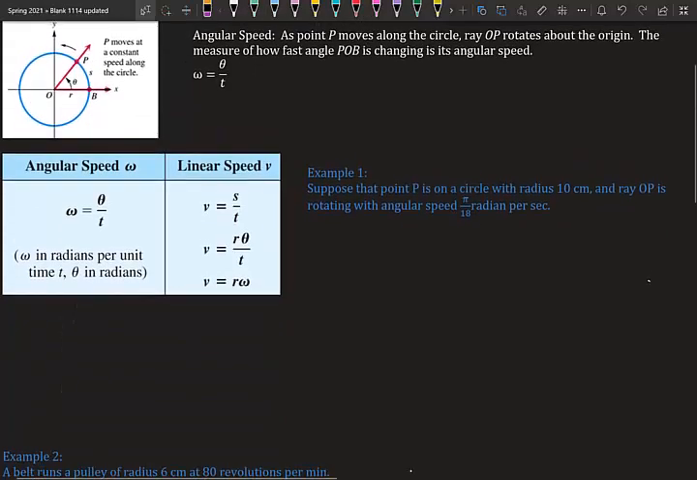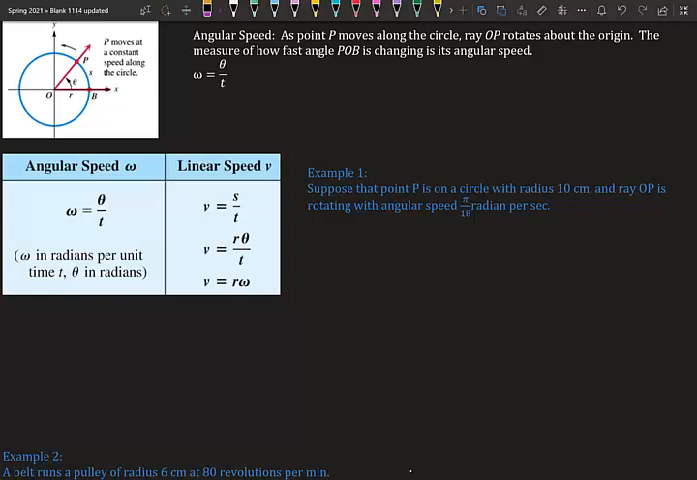Alright, so here are some formulas that you absolutely must memorize. Angular speed, which is theta over t, and you have to be working in radians. Then you have linear speed, which is s over t, r theta over t, or r omega. So you can use multiple formulas here, but you'll figure out when to use which one because of what we have.